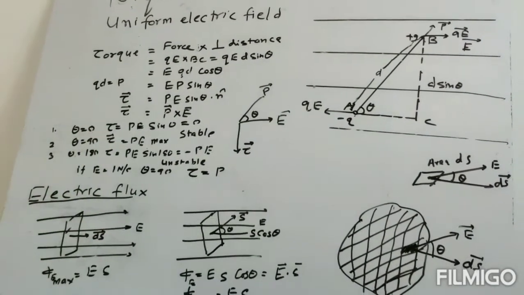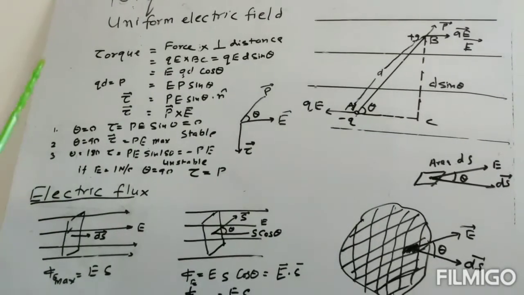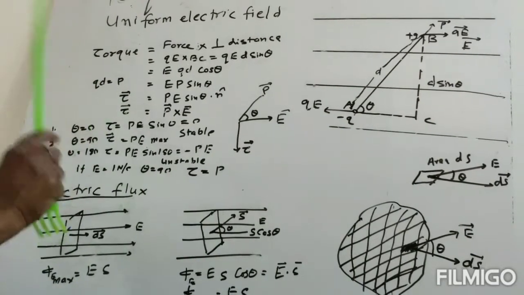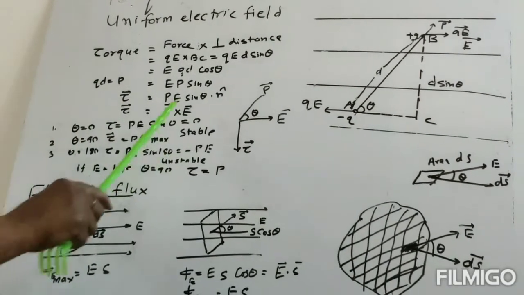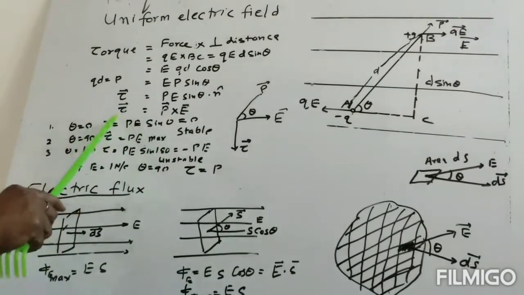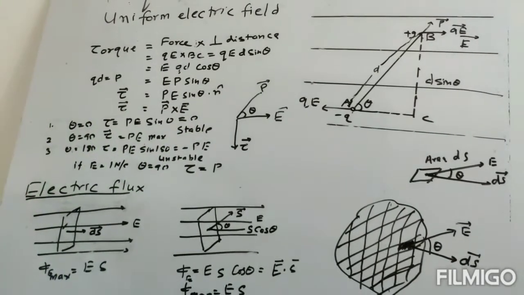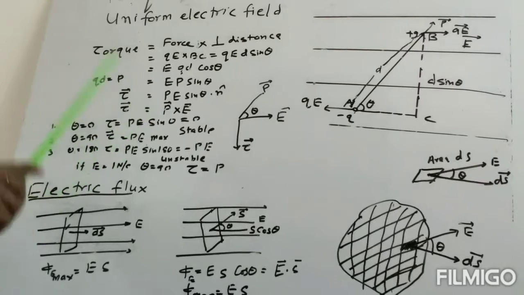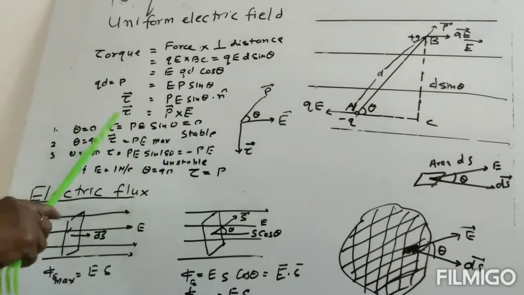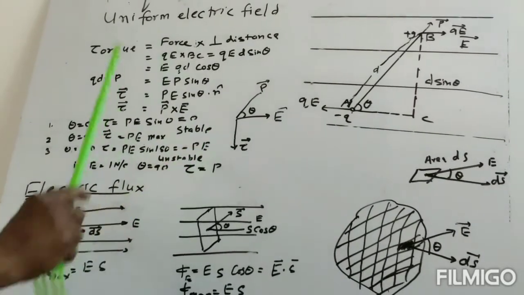So what will be the unit of torque? The unit of torque will be equal to Newton into meter. But torque is a vector quantity, although the unit of work is also Newton into meter. But torque is a vector quantity, whereas work is not a vector quantity, that is a scalar quantity.